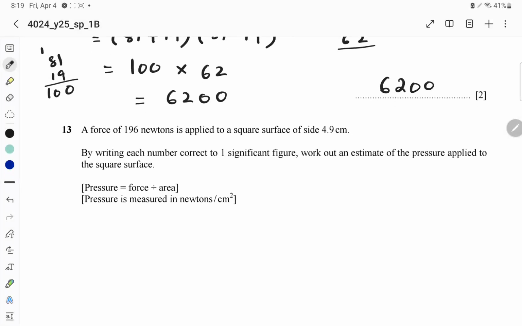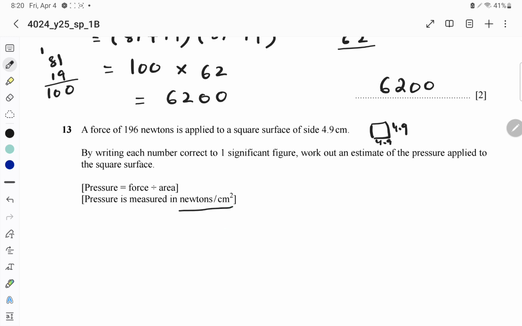Question 13. A force of 196 newtons is applied to a square surface of side 4.9. It means a square with 4.9 on all sides. Okay, the force is 196 newtons. By writing down each number correct to one significant figure, work out an estimate of the pressure applied to the square surface. Pressure formula is already given, and they ask us to find it in newtons per centimeter square.